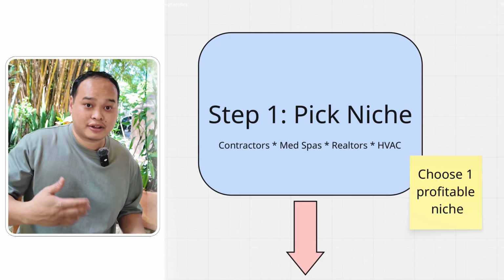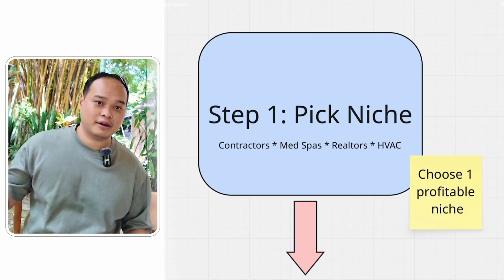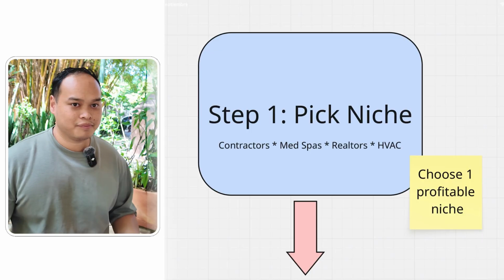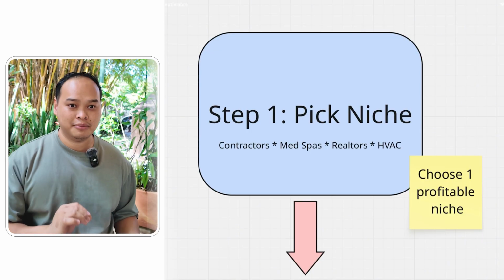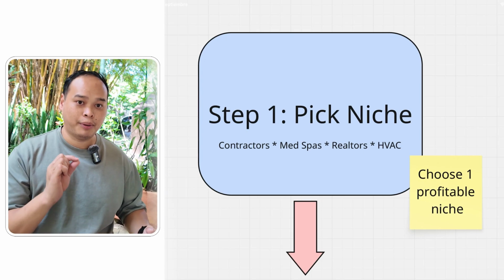So when I first started, I picked contractors. Why? It's because they were already missing calls left and right. Plumbers, HVAC, bathroom and kitchen remodeling contractors. And with just one SaaS setup that I had set up for them, they happily paid me an extra $499 per month. So don't get stuck here with picking your niche.